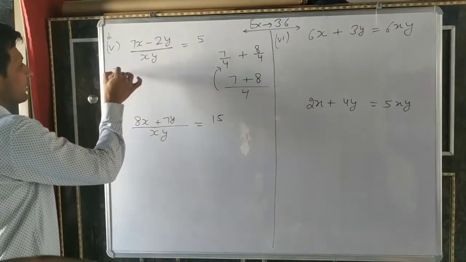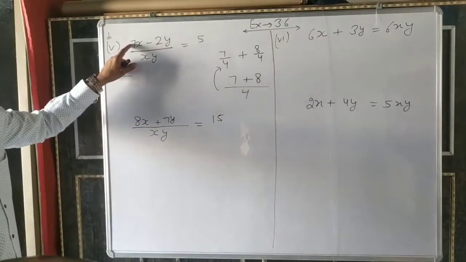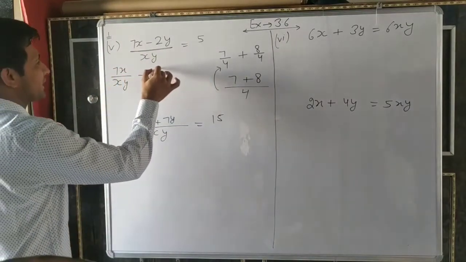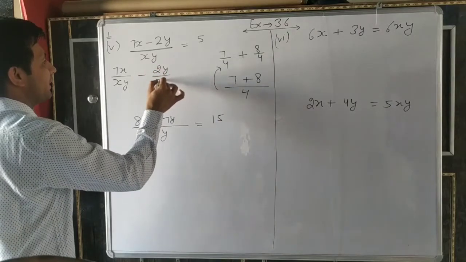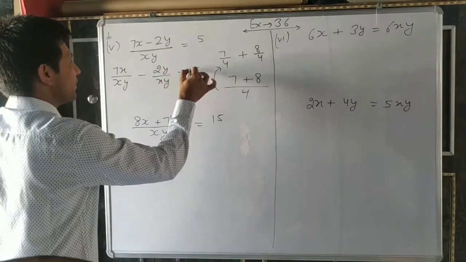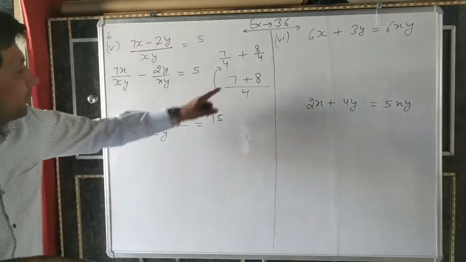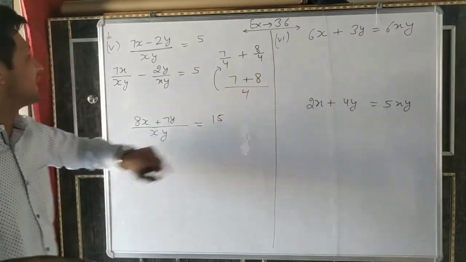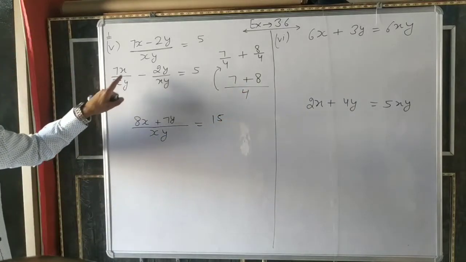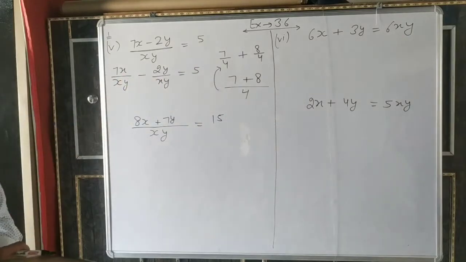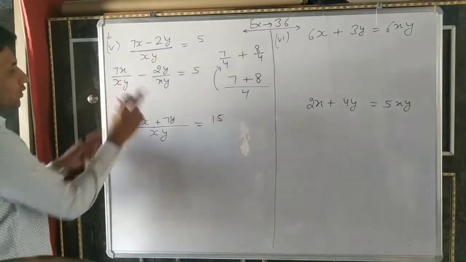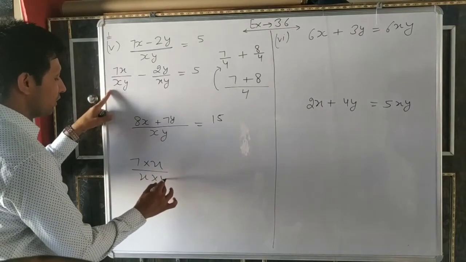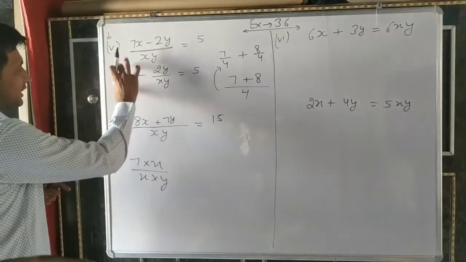Yes, 7x is divided by xy. Now minus sign, 2y divided by xy equal to 5. Understand or not? What is the meaning? It means 7 is divided by 4 and 8 is also divided by 4. In the same way, 7x is divided by xy and 2y is also divided by xy. So they are all multiplication: 7 multiply x, and divide by x into y.